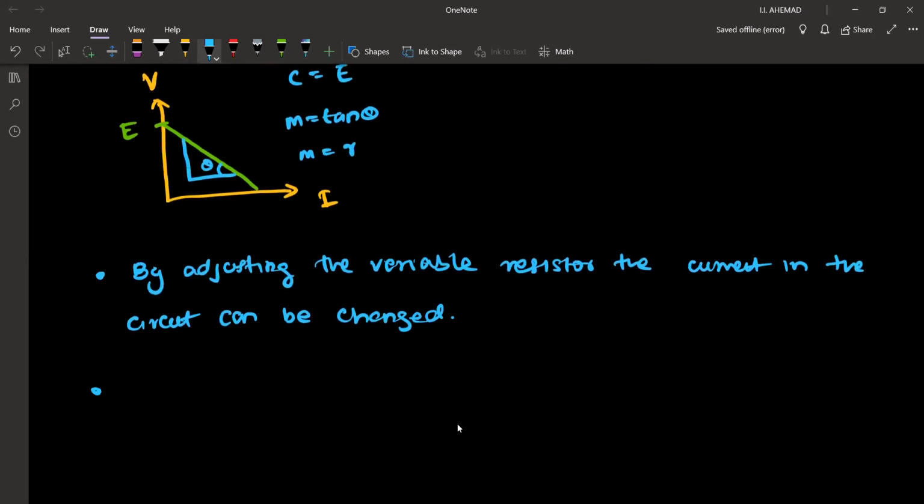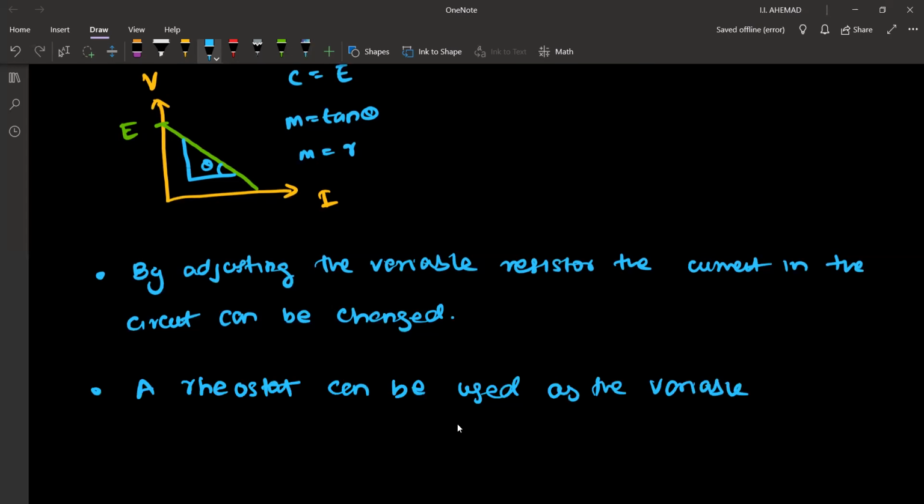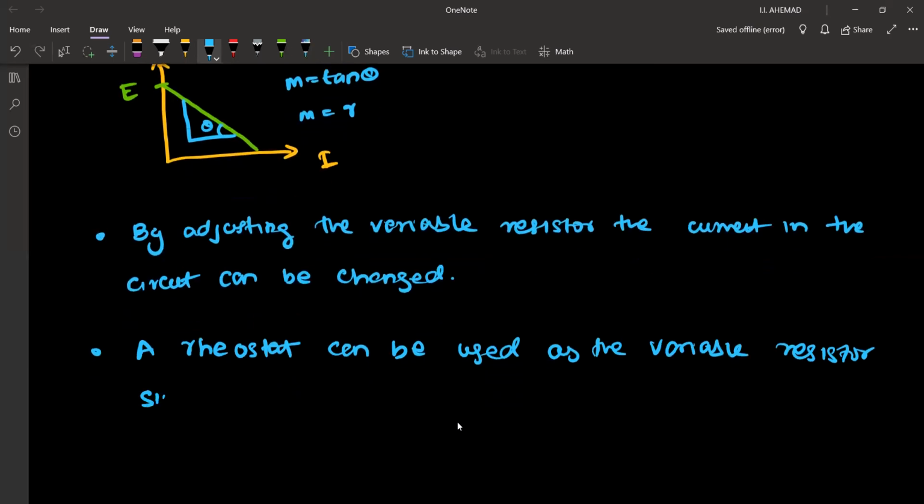So here for the variable resistor, a rheostat can be used as the variable resistor, since readings of R is not taken.